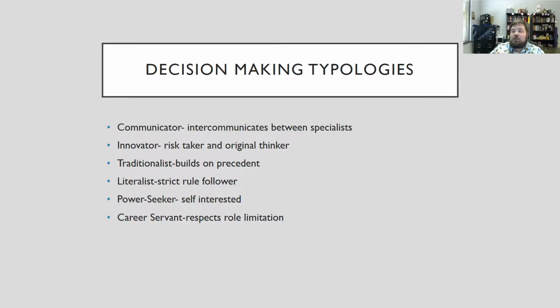You have your literalist, who is your strict rule follower, right? You set up the rules. They're the ones that make sure you stick to the way that you have decided to do things, right? Stick to the rules, even when maybe sticking to the rules isn't the best idea.